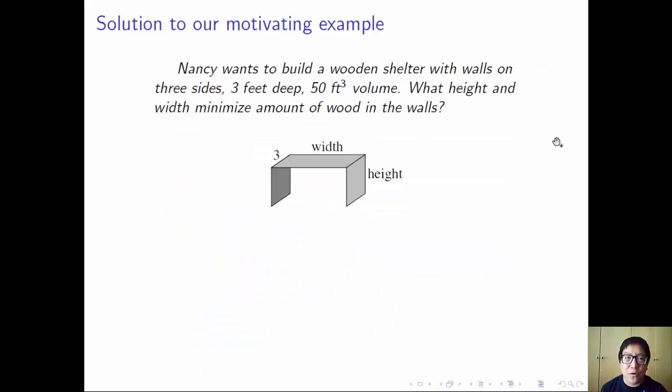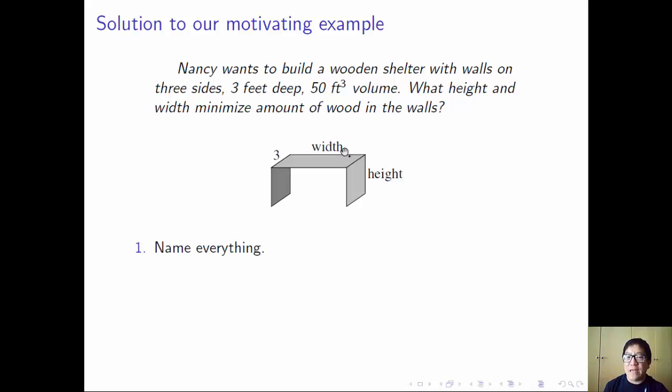Okay, so now let's return to our motivating example. So again, Nancy wants to build a wooden shelter with walls on three sides, and that shelter is going to be 3 feet deep and 50 cubic feet in volume. And so here's the height and here's the width. And the question is, which height and width minimize the amount of wood used in the three walls?